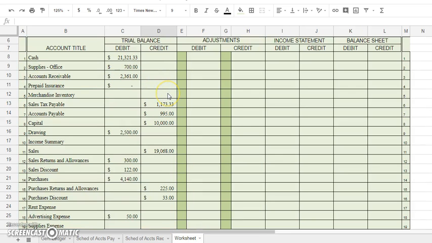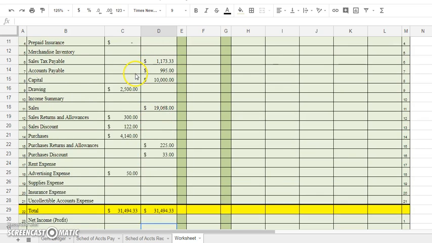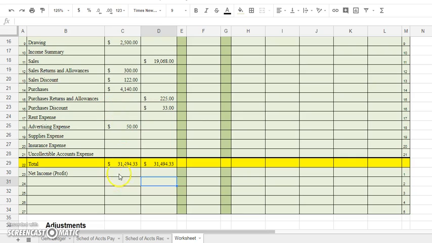Now remember, one of the very first purposes of a worksheet is to prove the debits and credits equal. So we now need to add up this column of debits and this column of credits, and we hope that those numbers equal. I have already done that for us, and I just wrote a sum equation here. I added up all these numbers, and they do equal $31,494.33.